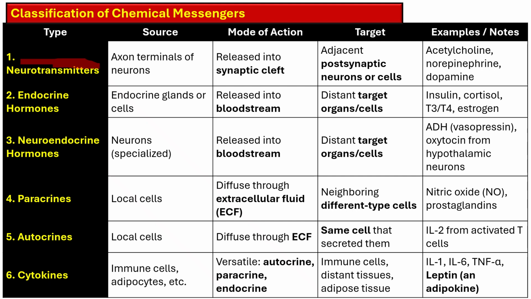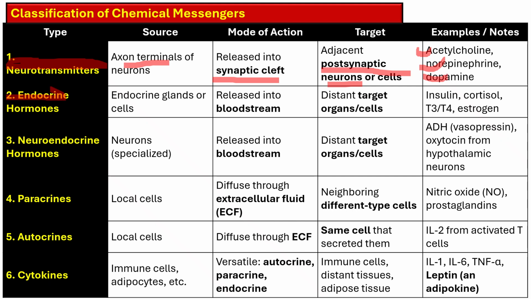The neurotransmitters are secreted from the axon terminal of the neuron, and they are released into the synaptic cleft. The target is postsynaptic neurons or cells. Examples are acetylcholine, norepinephrine, and dopamine.